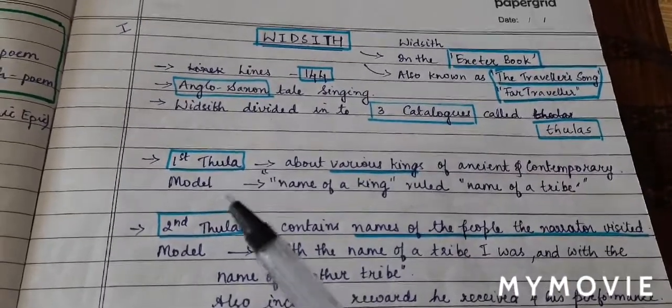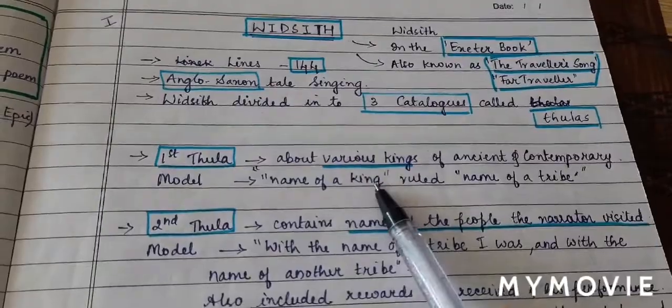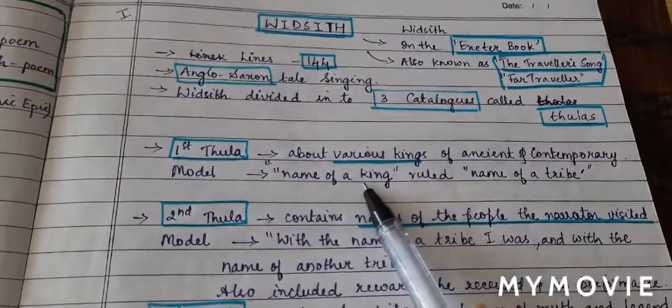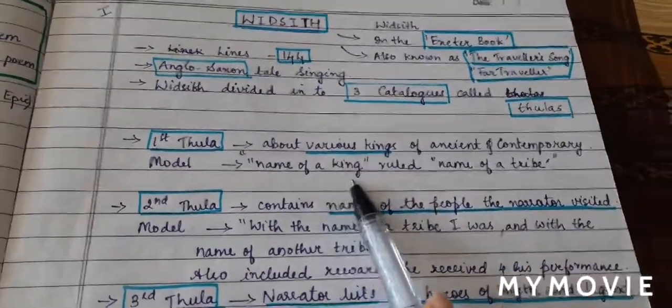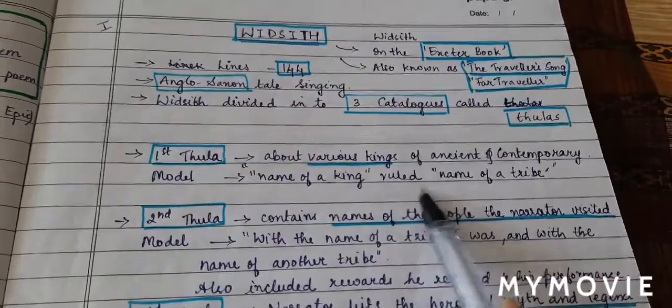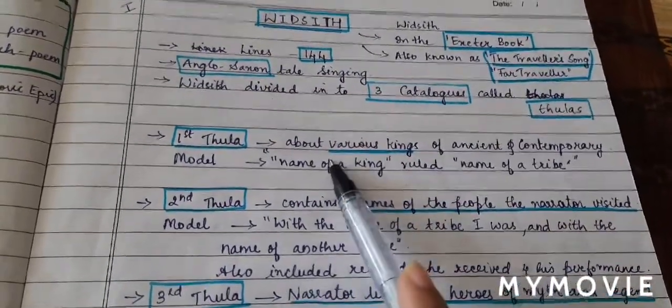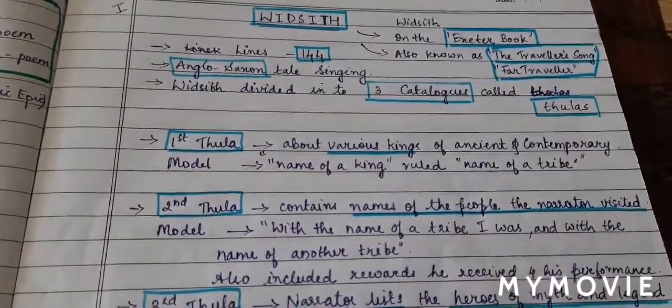The first tula is explained through the model: name of a king, ruled, name of a tribe. So the first tula tells about various kings, ancient and contemporary, and the tribes they ruled. The first tula deals with the names of various kings and the names of the tribes they ruled.